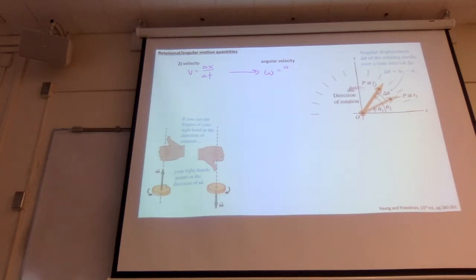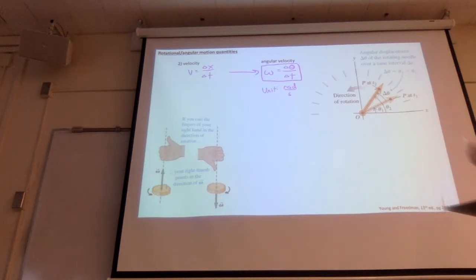Oops, that's supposed to be theta. Except now we're going to use angular position. So it's delta theta over delta t. What do you think the units will be? Radians per second. Radians per second is the units.